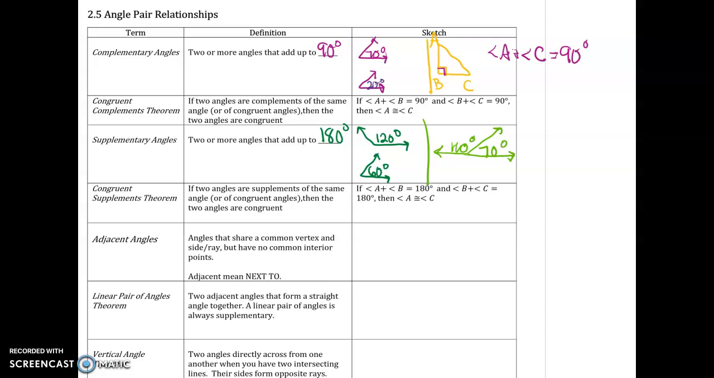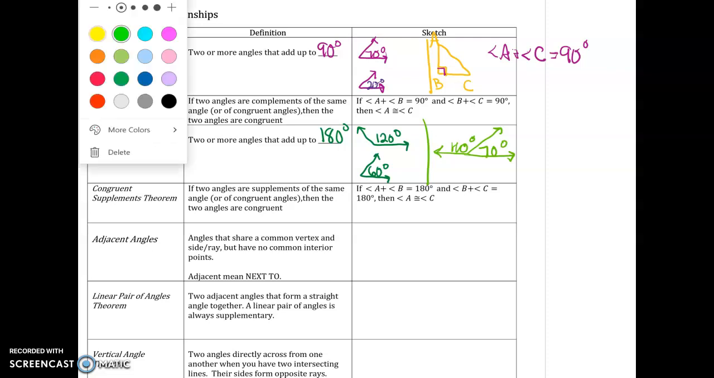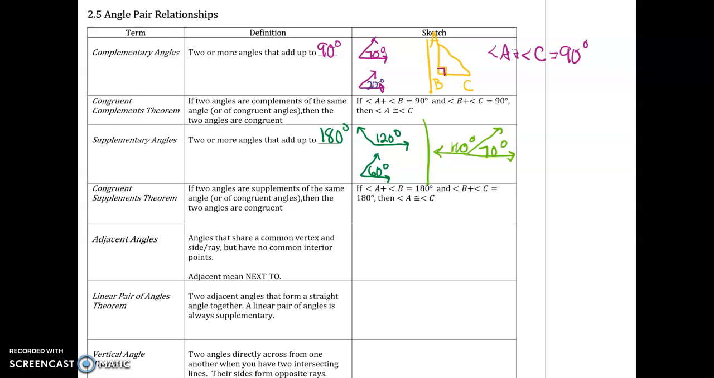Now, based off of those 2 things, we have what's known as the congruent complements theorem and the congruent supplements theorem. And they basically just say the same thing. If 2 angles are complements of the same angle, or of congruent angles, then the 2 angles are congruent.